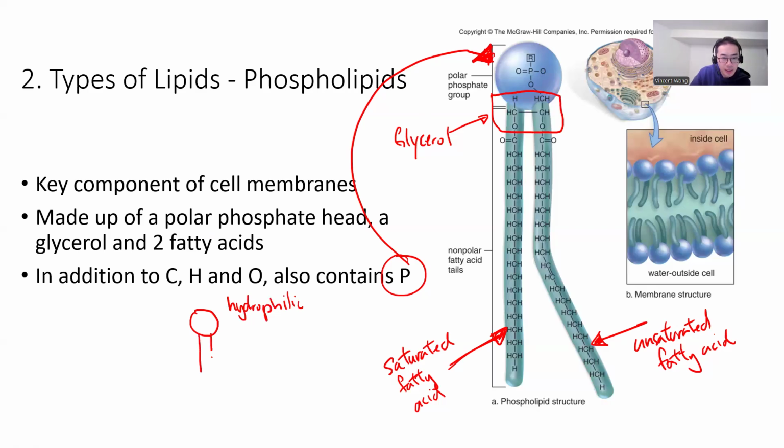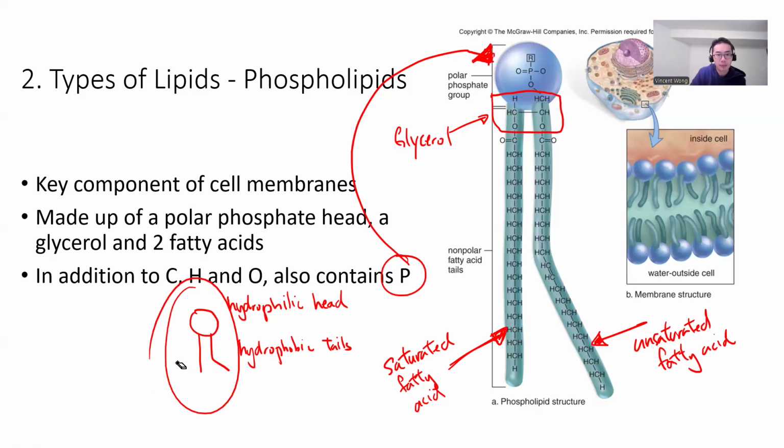But the tails are, okay, hydrophilic head. The tails are hydrophobic tails. So the head binds well to water, but the tails will avoid water. Okay, so these kind of molecules are very good for forming the cell membrane. I'll show you that on the next slide. But if you use detergent, that's actually very similar to this phospholipid molecule.